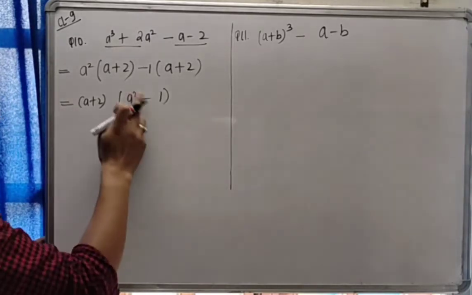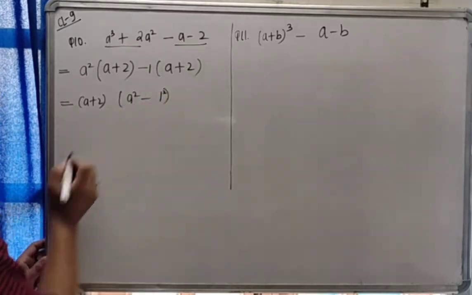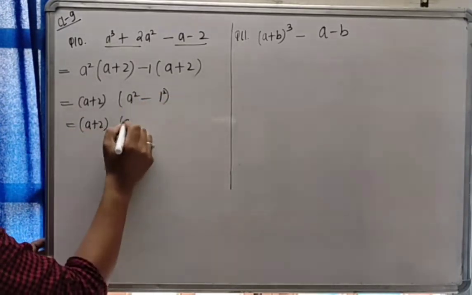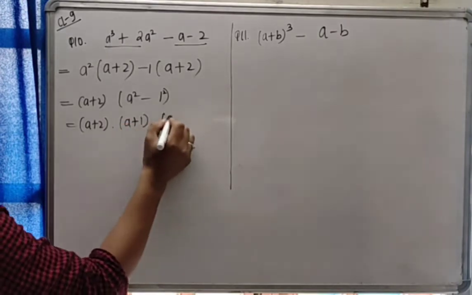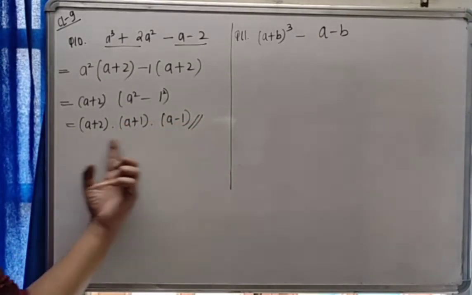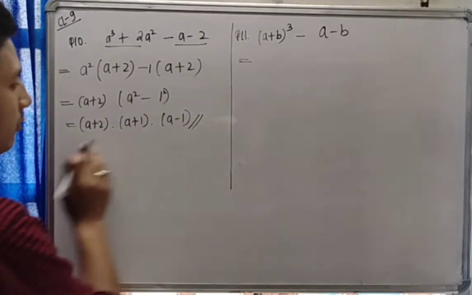Now again a square minus 1, I can use the formula a square minus b square, because 1 is 1 square. So therefore a plus 2 into a plus 1 into a minus 1 will be the final answer. So please note it down. Let's move ahead. You can pause the video and note it down.